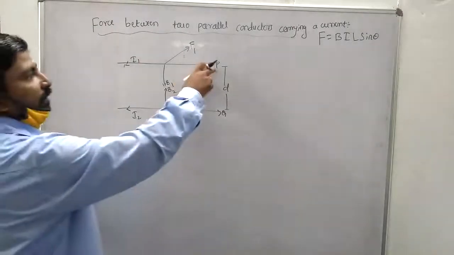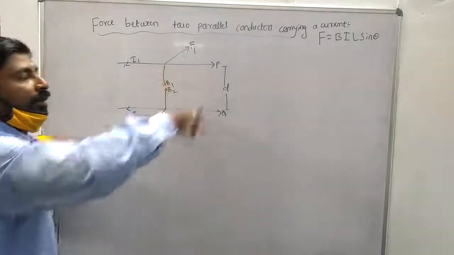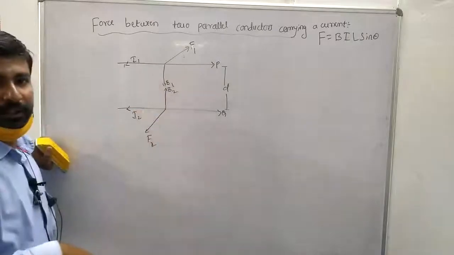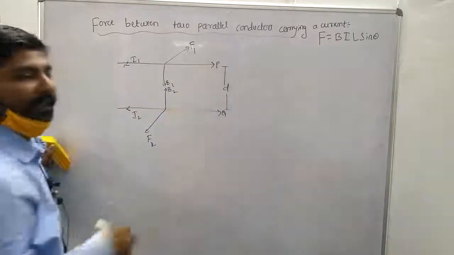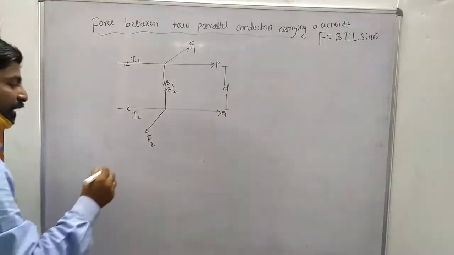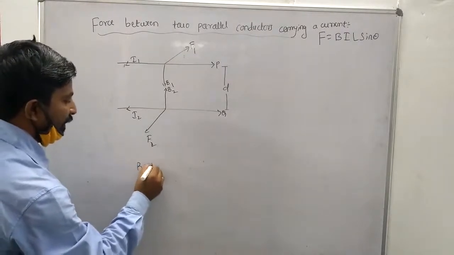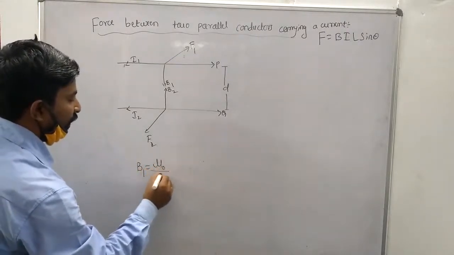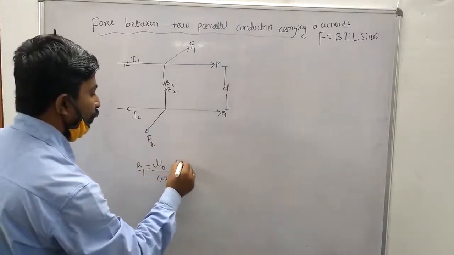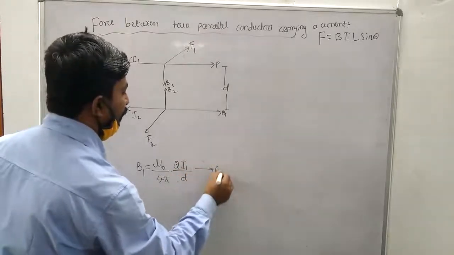Let the conductor P produce the magnetic field at all points around it. So the magnetic field B1 due to the conductor P at the site of the second conductor Q is given by, so we can write, B1 is equal to mu naught divided by 4 pi into 2 I1 divided by D. So this is equation number 1.